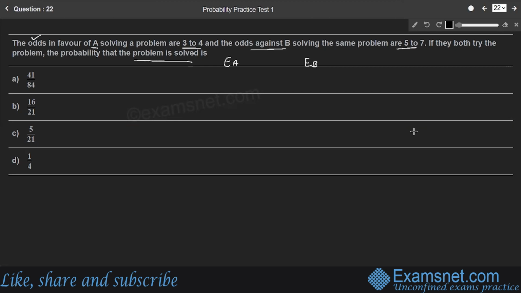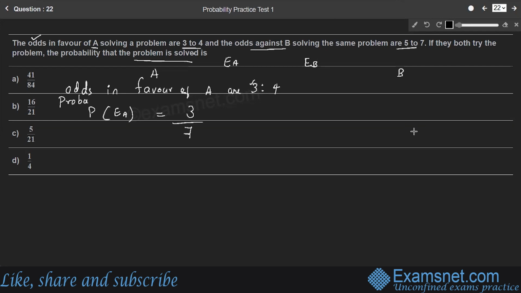So, here odds in favor of A solving a problem are 3 to 4. So we'll consider odds in favor of A, and the case of A and B, events EA and EB. Odds in favor of A are 3 is to 4, right? So the probability that A solves the problem, PEA, is equal to, so in favor of A are 3:4. That means out of 7, in favor of A are 3. Therefore, the probability that A solves the problem is equal to 3/7.